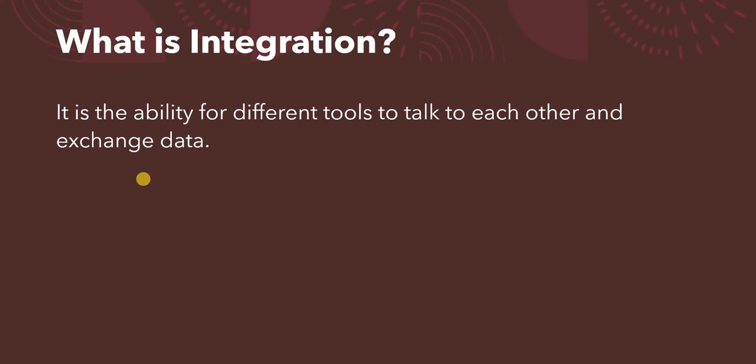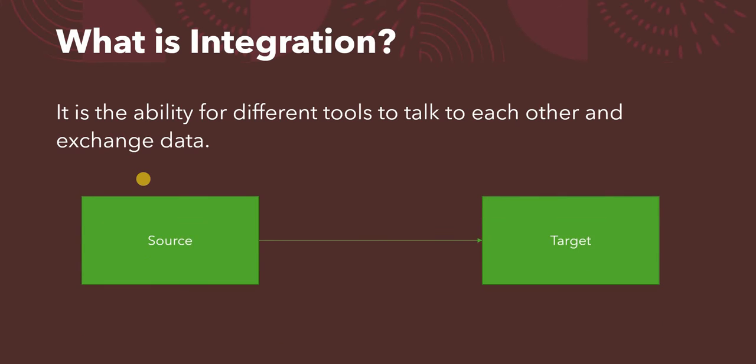Now, what is an integration? It is the ability of different tools to talk to each other and exchange data. So if I want data from tool A to tool B, I can use integration. You can see there is a source and a target, and the source will provide the data to the target. So this is the basic definition of integration, where the source is providing data to the target tool.